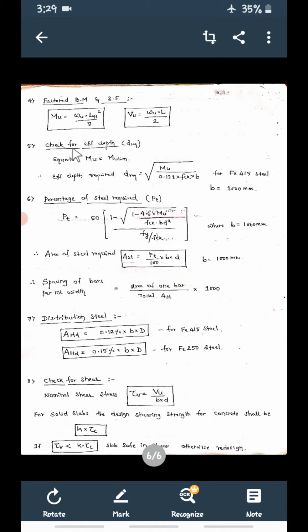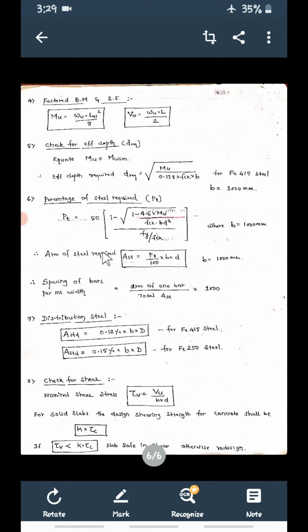Next, once you get the bending moment and shear force, take this bending moment and calculate the area of main steel. That is, percentage you have to calculate first. Again use this formula, substitute B equal to 1 meter, remaining is the same.